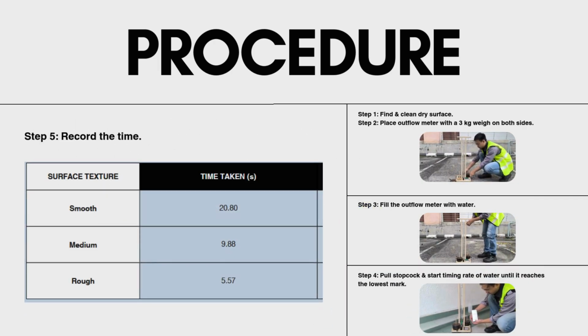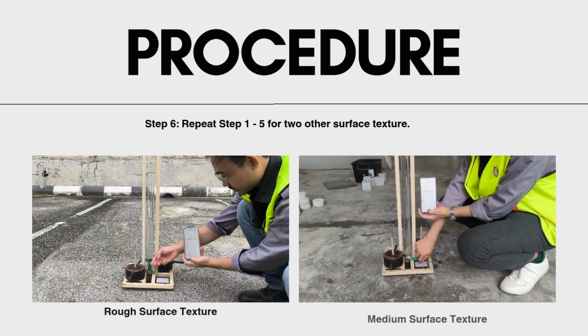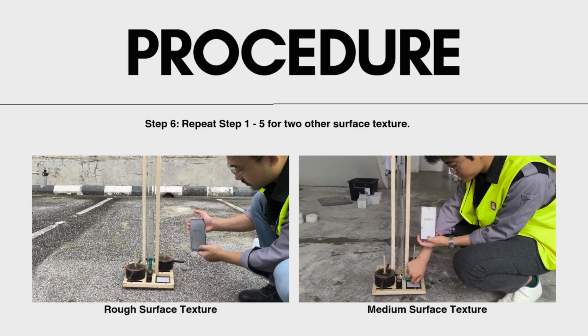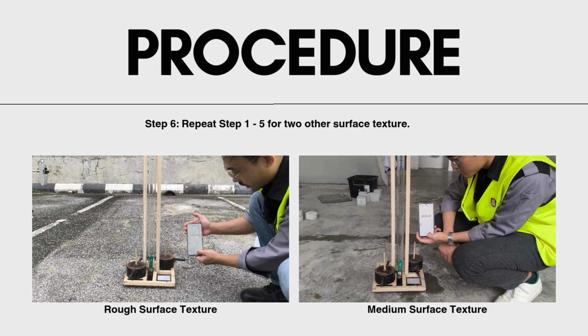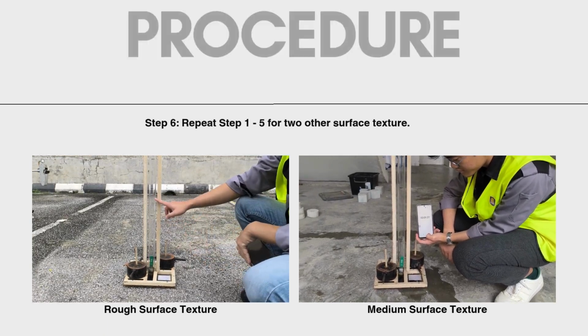Finally, all the recorded times are listed in a table like this. Each row shows the surface texture we tested and the exact time it took for the water to flow out. These times are what we will be using later to compare how different surfaces affect the flow rate. The previous steps were repeated on 2 other surfaces to make a comparison on different surfaces.